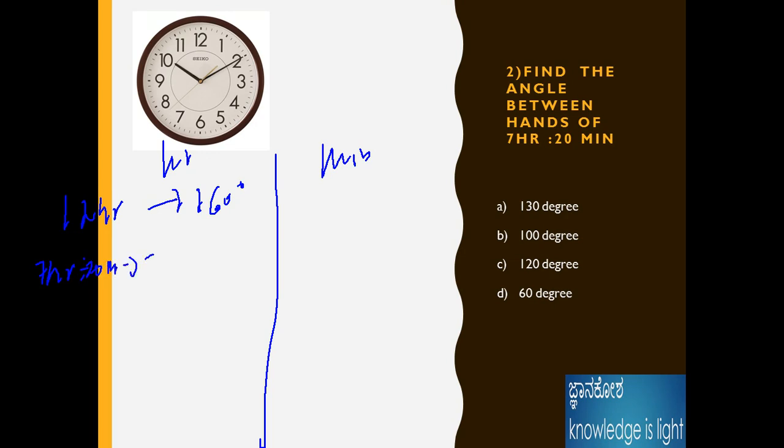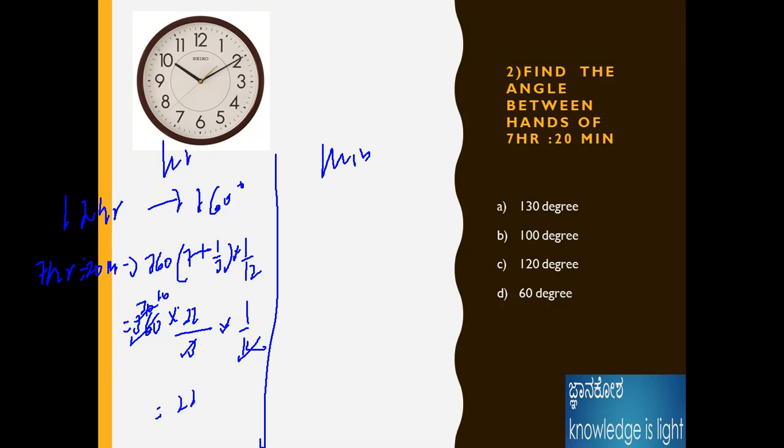Therefore 360, there should be less than 1. For 7, directly I have written 20 by 60, that is 1 by 3, directly times 1 by 12. Therefore 360 directly I will write as 7 times 3 is 21, plus 1 by 3, with LCM 3, divided by 12. For 12 times 3 is 36, 3 times 1 is 3, and here it is 220.